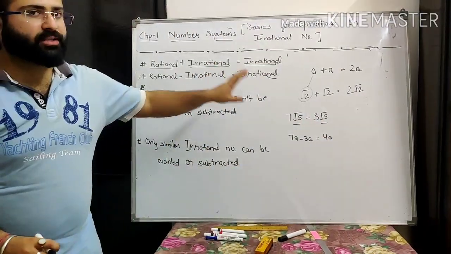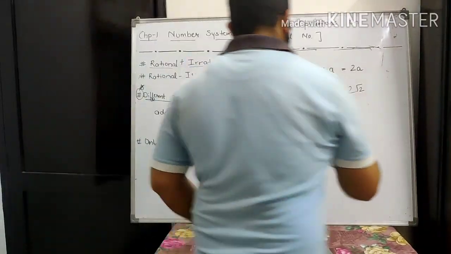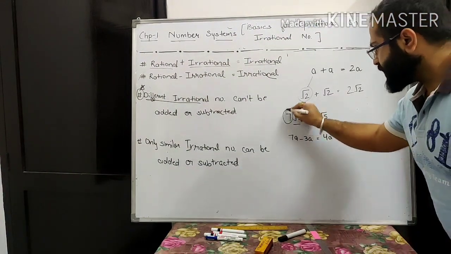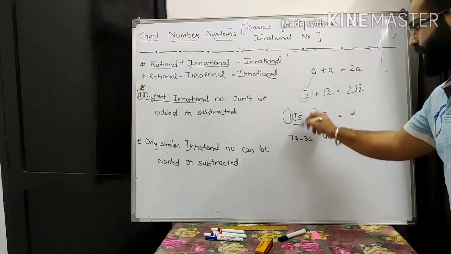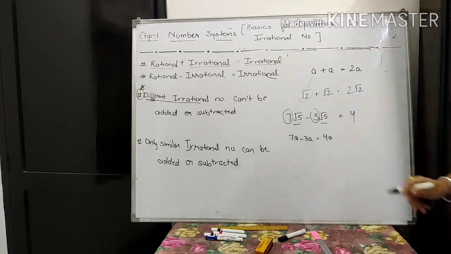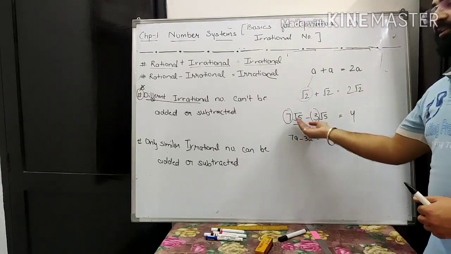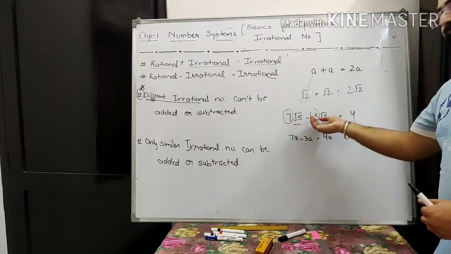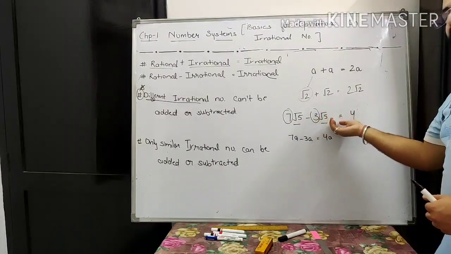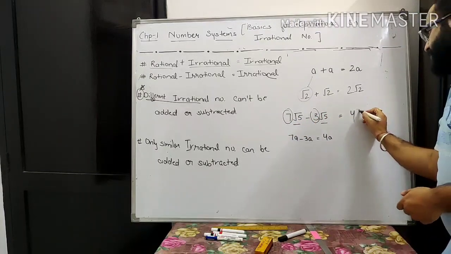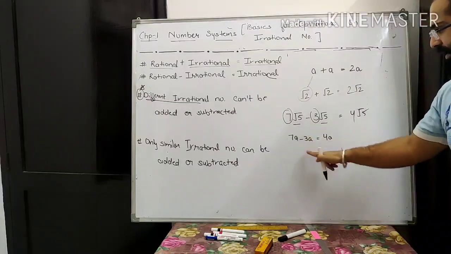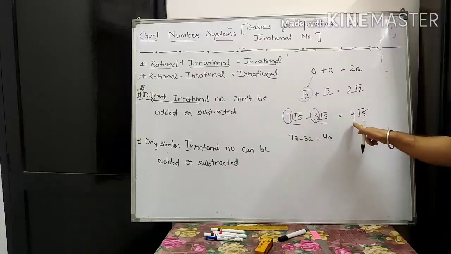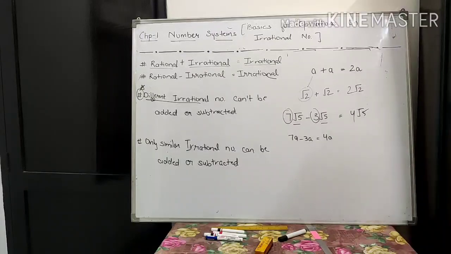But when such questions are asked, what students write is 7 minus 3 is 4 and root 5 will be cancelled out. No. You have 7 root 5 and you are taking away 3 root 5s from them. So you will be left with 4 times root 5. Like you have 7a minus 3a, you are left with 4a, so you are left with 4 root 5.